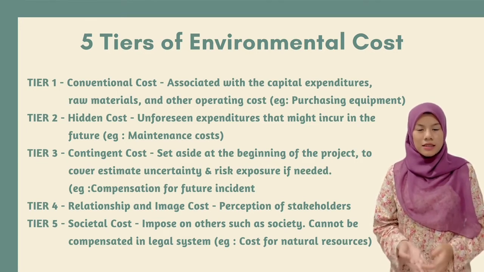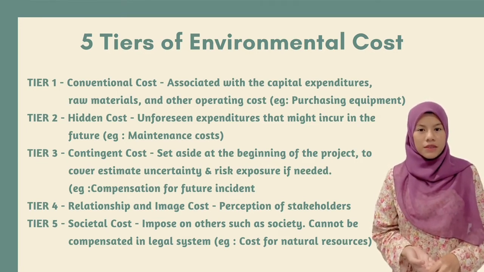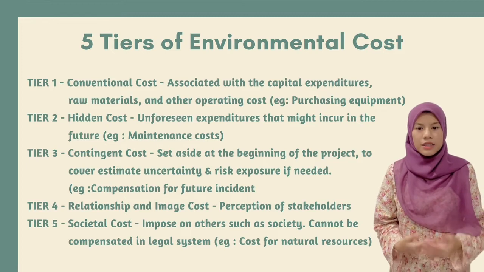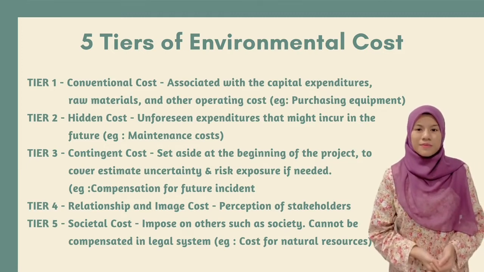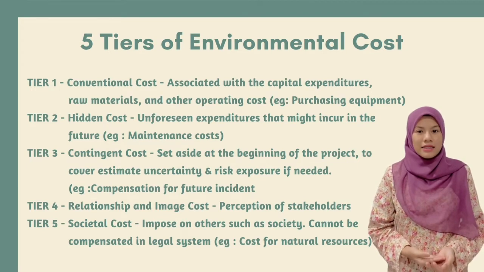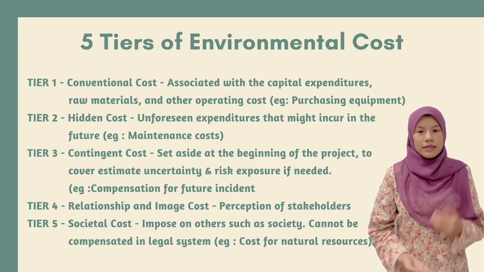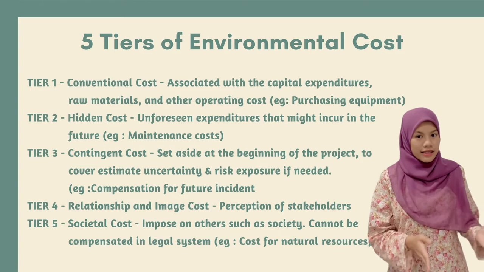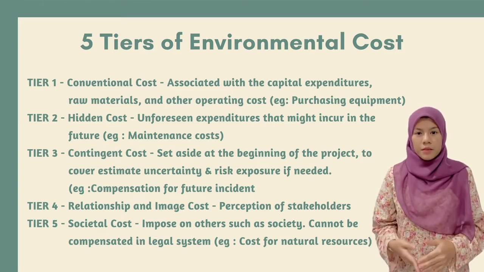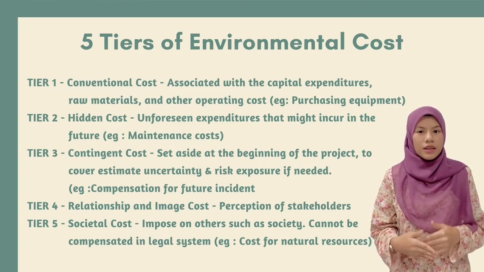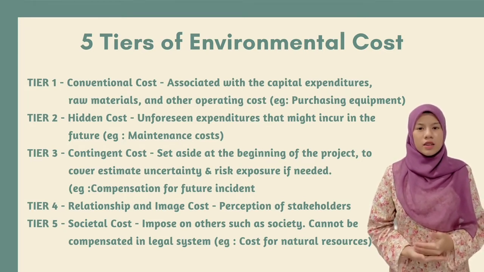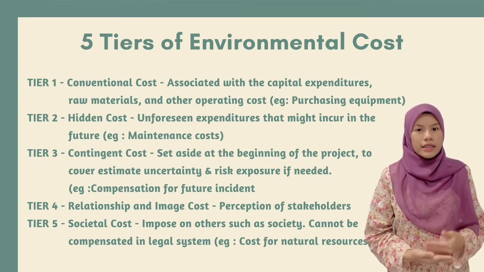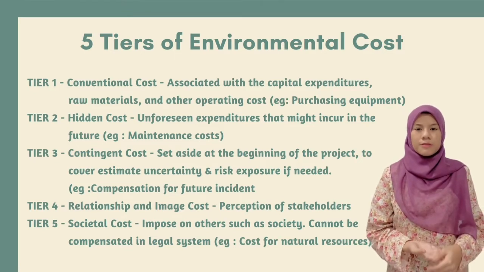The second tier is the hidden costs, which can be defined as the unforeseen expenditures that might occur in the future, such as the cost of the maintenance. The third tier is the contingent cost, and this cost usually will be set aside at the beginning of the project because it might be needed to cover any uncertainty or risk. The higher the risk, the higher the contingent cost, and this cost may occur in an unexpected future event.